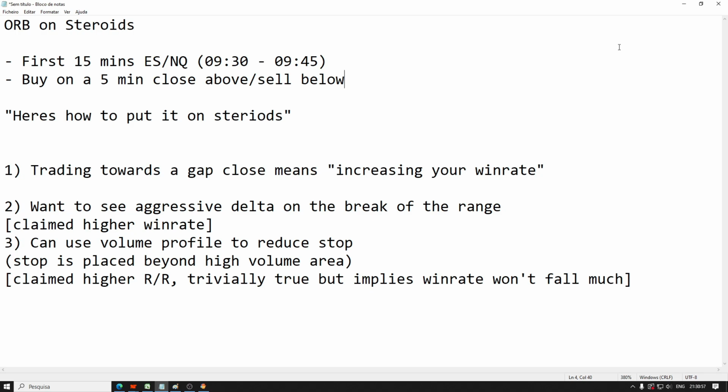Very simple. Now, the thing I really want to test, I've really misspelled steroids twice. Here's what I want to test, right? So today we're going to be testing this one. Trading towards a gap close means increasing your win rate. Now, it's implied that the 70% chance of the gap closing is the reason why this is going to increase your win rate, which, as we know, is not accurate.